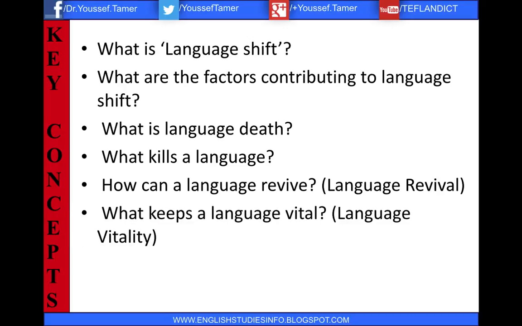What keeps a language vital, important, useful? What are the reasons? What are the things that make a language vital? Language vitality. Here we are talking about the concept of language vitality.